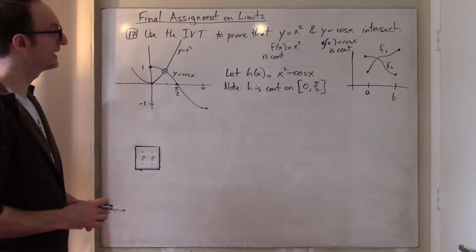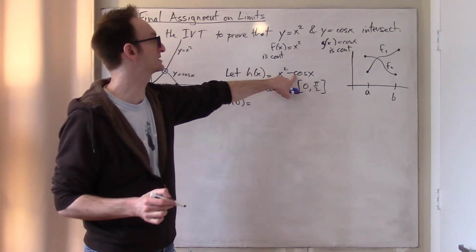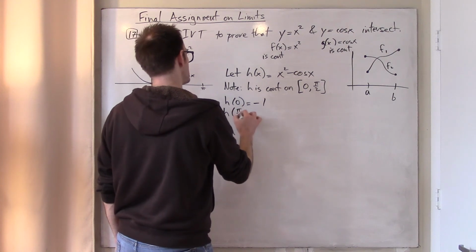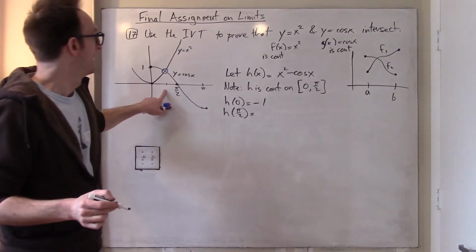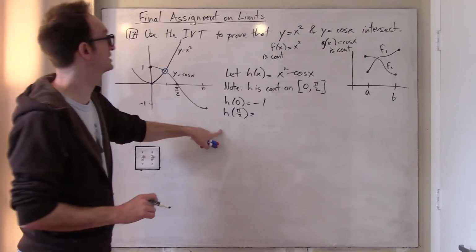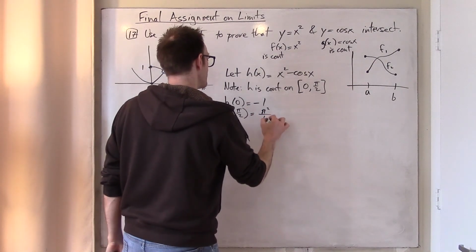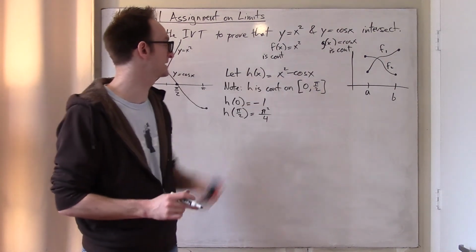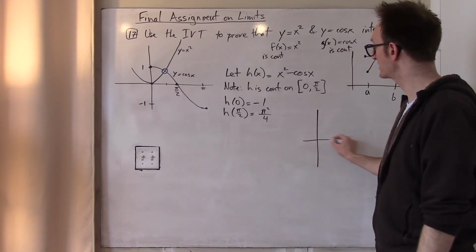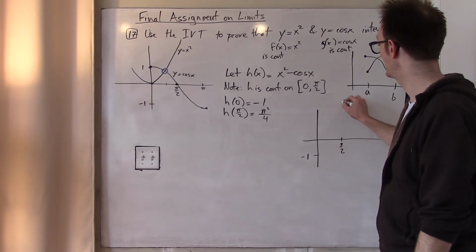Okay, and now, what can I say about h? Well, what's h of 0? h(0) is 0 minus cosine of 0. Cosine 0 is 1, so h(0) is -1. But h of pi over 2 is, actually, I could use pi, it doesn't really matter, but if I use pi over 2, then it's pi squared over 4 minus cosine of pi over 2, which is 0. And so here I have this picture emerging of the h function. What does the h function look like? At 0 it's negative 1, but at pi over 2 it's up here.